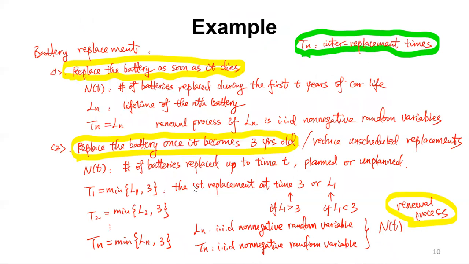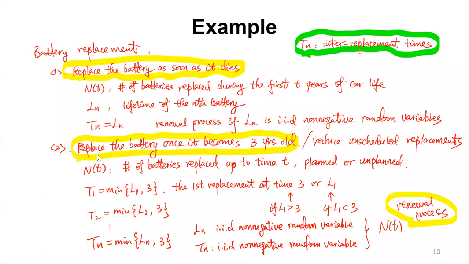Now let's have a look at a battery replacement example. Suppose Tn is the inter-replacement times. We're going to replace a battery as soon as it dies. So N(t) is the number of batteries replaced during the first t years of car life. Ln is the lifetime of the nth battery. Now we're going to replace the battery as soon as it dies, so Tn will equal Ln because we replace the battery when it dies. It is a renewal process if Ln are IID non-negative random variables.